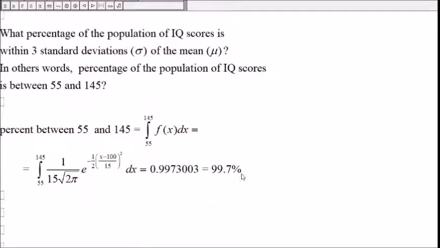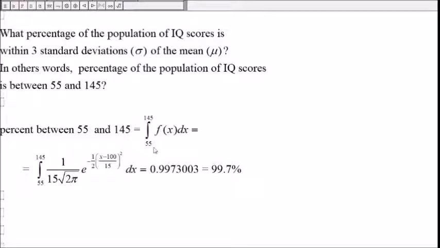And then the last question is, what about 3 standard deviations from the mean? The mean of the IQ scores, or the average IQ score, is 100. One standard deviation is 15, so 3 standard deviations would be 3 times 15, which is 45. From 100, if we go 45 to the left, we're at 55. If we go 45 above the 100, we get 145. And so we're looking for the percentage of IQ scores between 55 and 145.